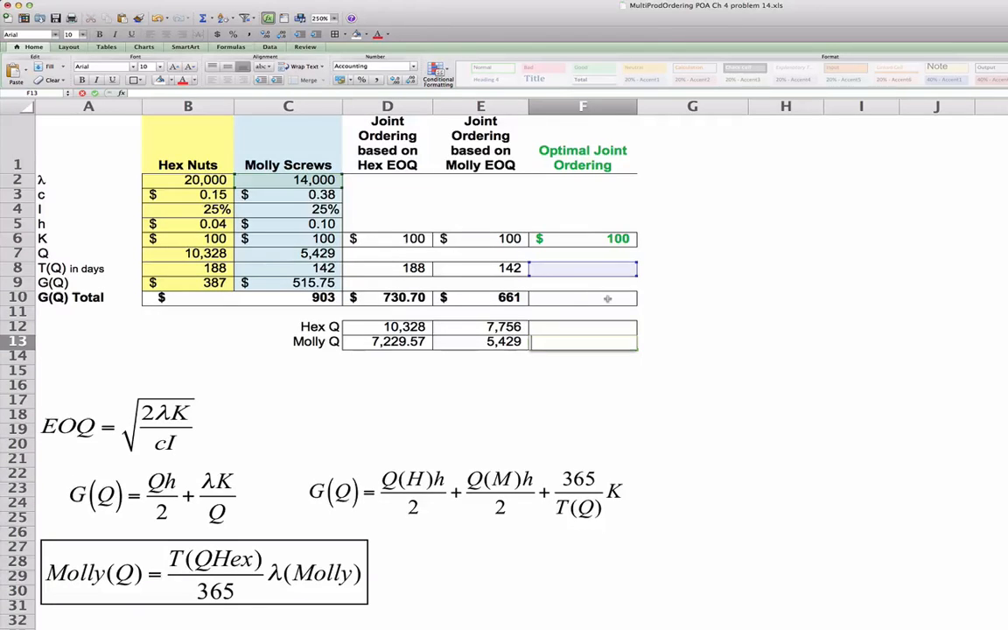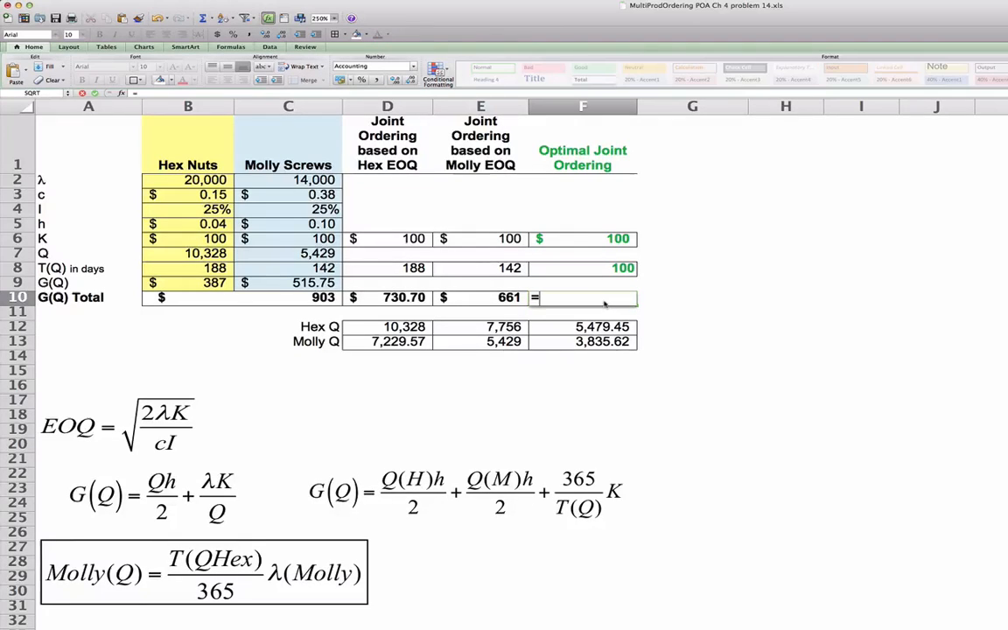So what I'm going to do is start out with some placeholder values for the order interval, and I'll pick a random number. Again, it doesn't matter what you pick, I'll just pick 100. And if I were to order every 100 days, the first thing I need to do is figure out what the associative order quantities would be. So for hex nuts, it would be equal to 100 divided by 365 multiplied by the annual demand. So the order quantity here would be 5,479 units, roughly. And for MOLLE screws, it would be 100 divided by 365 multiplied by the annual demand volume for MOLLE screws. So you see, I would get an order quantity of about 8,336.